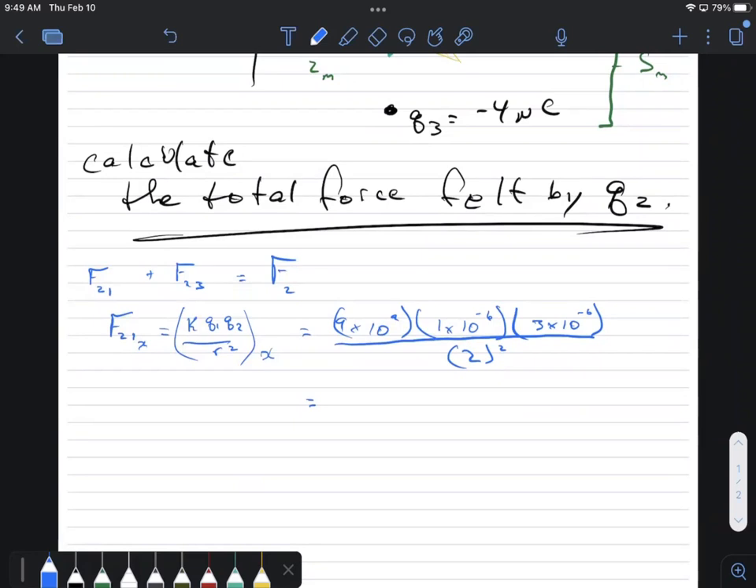So 9 times 10 to the 9 times 1 times 10 to the minus 6 times 3 times 10 to the minus 6 divided by 4. And I get a value of 0.00675. And all of this is the x component of the force that charge 1 applies to charge 2. It's just one piece of the many pieces I have to solve for.